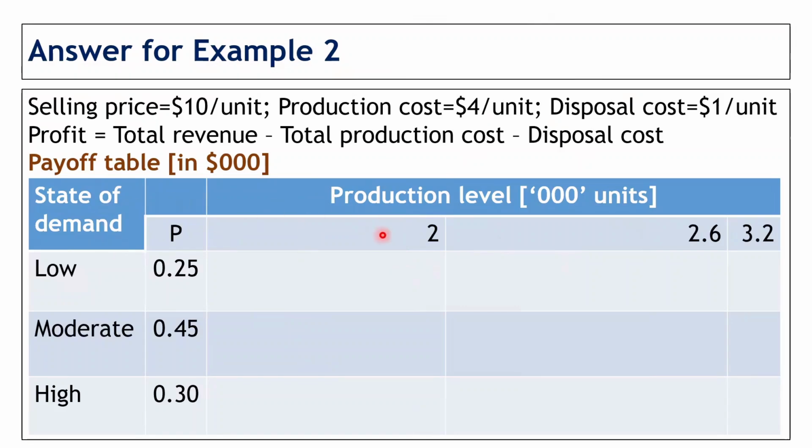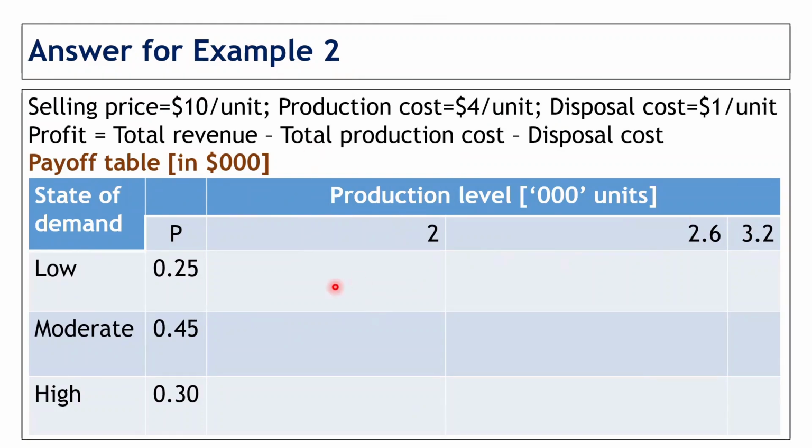When the payoff table is prepared, we have the uncertain variable, which is the demand. In this case, demand could be low, moderate, or high. What is uncertain will have probabilities attached to it. Then we'll have decision alternatives. In this case, the production levels are the decision alternatives. The company can decide to produce 2,000 units or 2,600 units or 3,200 units.